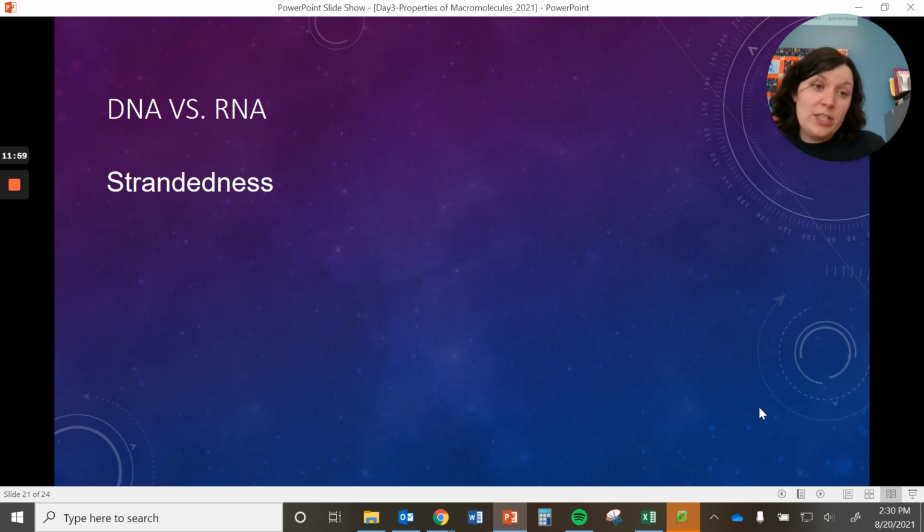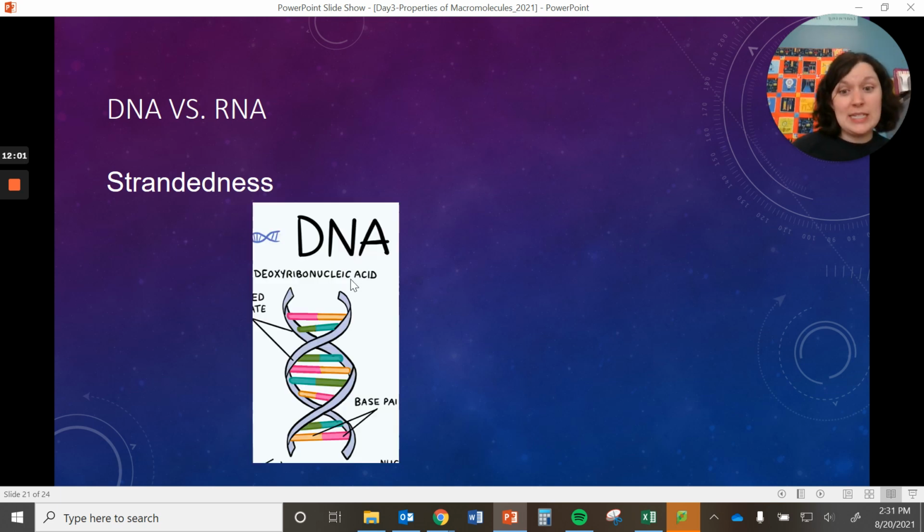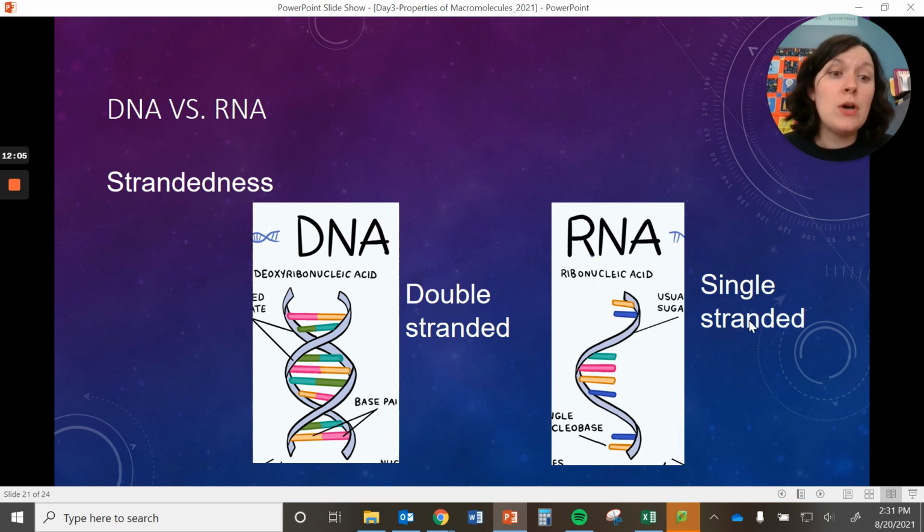Okay, another difference between the two is the strandedness. So our DNA is double-stranded, and our RNA is mostly going to be single-stranded. It can also have double-stranded areas. It can also have areas where it's double-stranded and then goes to single-stranded and then back to double-stranded and then back to single-stranded. So it can have really more complicated structures.